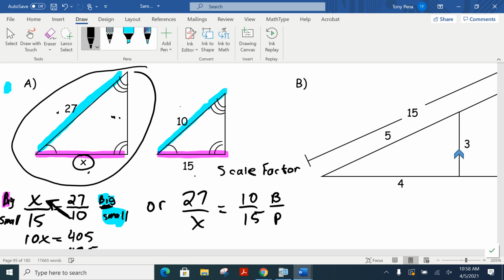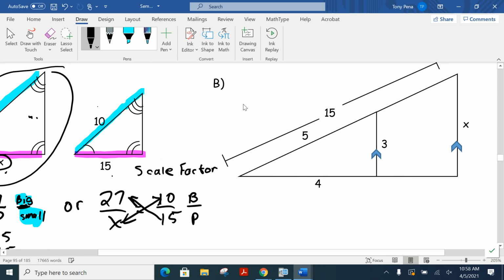Notice how here 10 and X get multiplied together. Don't the 10 and X get multiplied together there? And then if I crisscross here, 27 and 15 get multiplied together. Don't they get multiplied together right there as well? So that would produce the same exact equation, the same exact answer. Okay? So there are a lot of different ways we can set up these proportions.